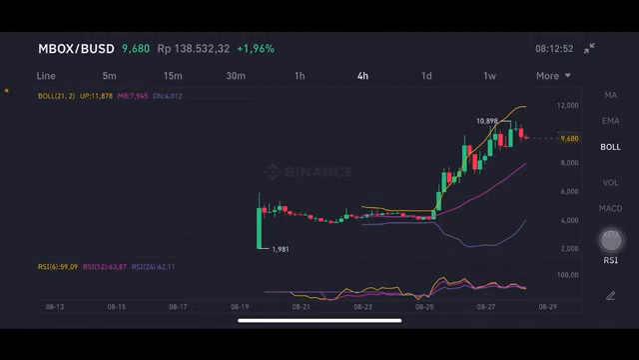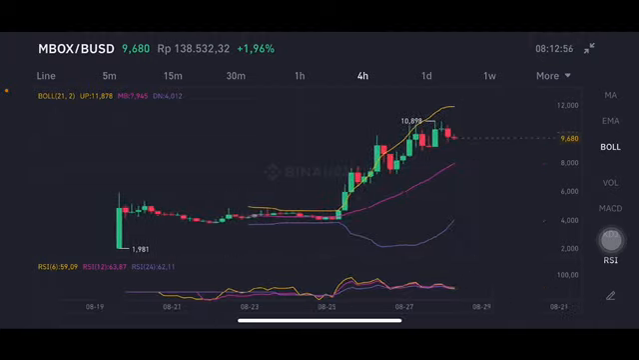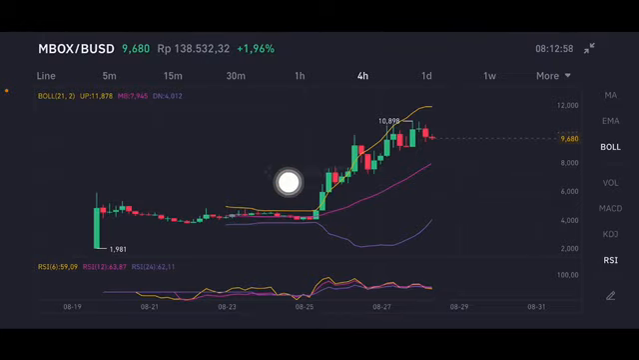I'm not a financial advisor, I'm just gonna give you some prediction using technical analysis, right? You're gonna see on the yellow one here is a Bollinger band. The upper band here is at $11.87. The pink one here is the middle band at $7.945, right? The purple one here is the lower band at $4.012.